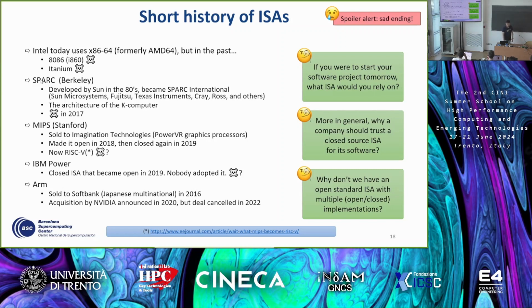Then there was SPARC, that was developed by a company, then became SPARC International. That was sort of a standard because a lot of companies were joining that definition, but in the end, it was the architecture of the K computer. K computer was first in the top 500 before the Fugaku, but then in the end, in 2017, also died. MIPS also was defined. It was sold to Imagination Technology.